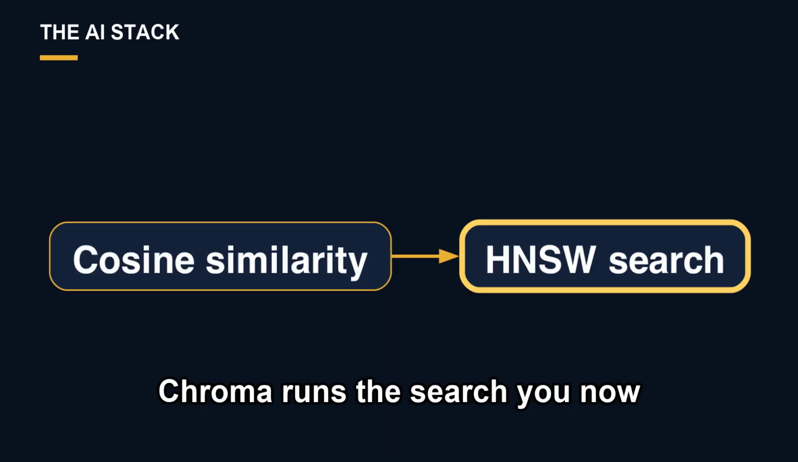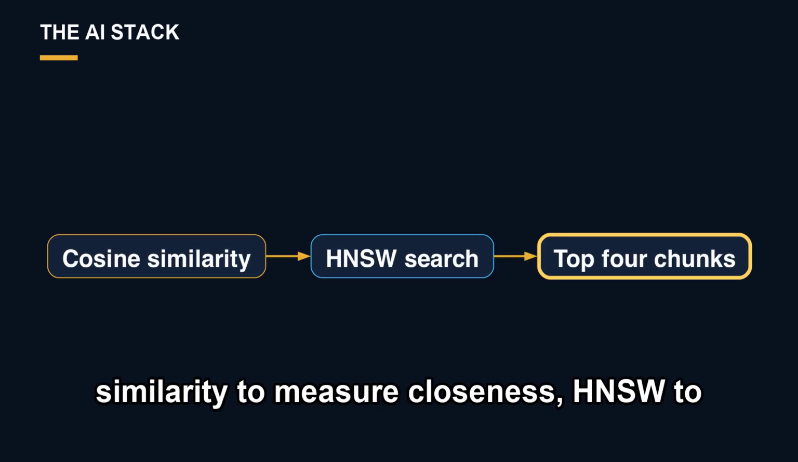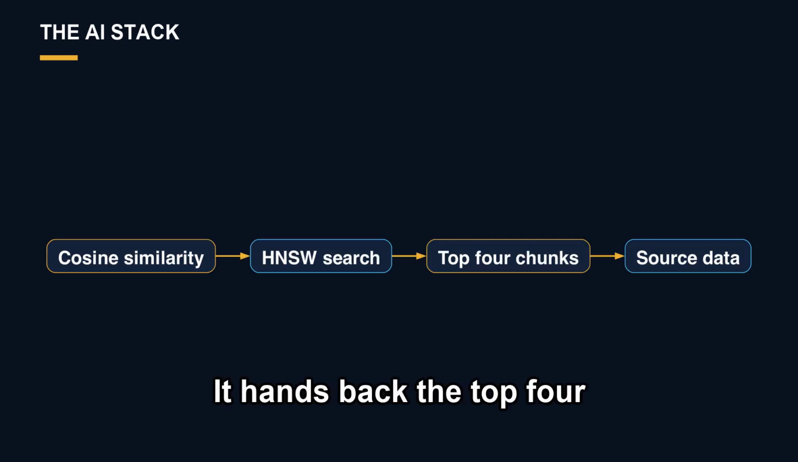Chroma runs the search you now understand from the math episode, cosine similarity to measure closeness, HNSW to find the neighbors fast. It hands back the top 4 chunks with their sources.